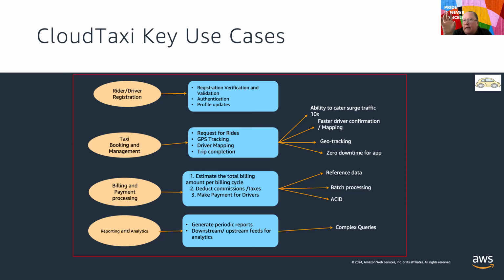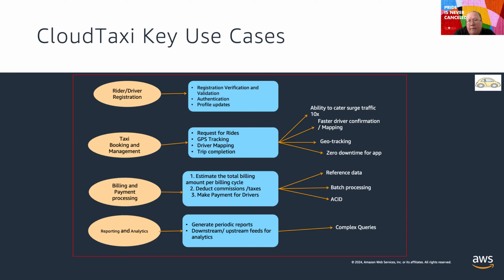The challenge is that the weekends or the parties or the sport events will have a surge of traffic. And they have shared with us that the surge of traffic can be tenfold. So they would need to get to faster driver confirmation and mapping or geolocation tracking. So the real-time stuff should be faster. And they can't allow downtime for the application because that is basically their bread and butter, because they need to be able to cater to their audiences.